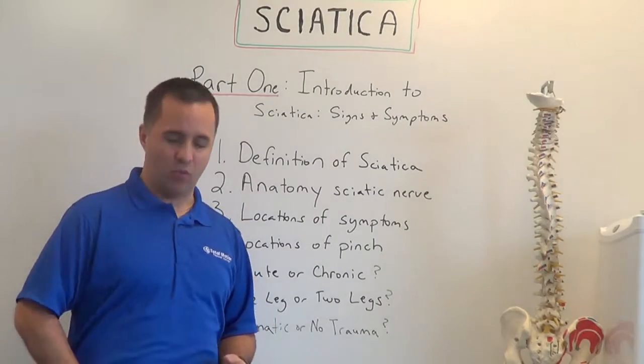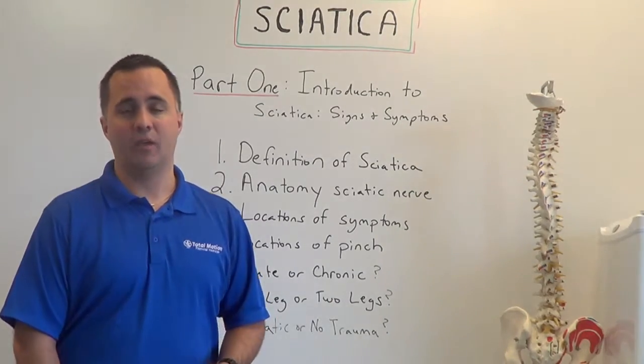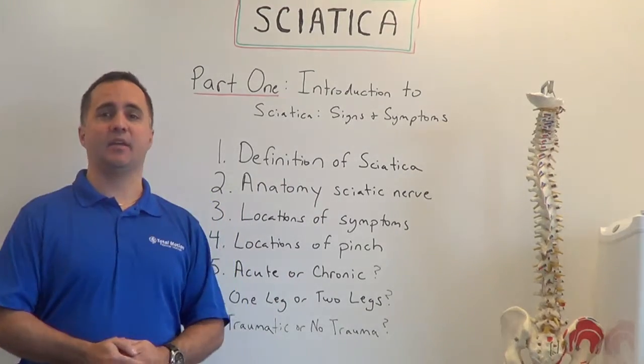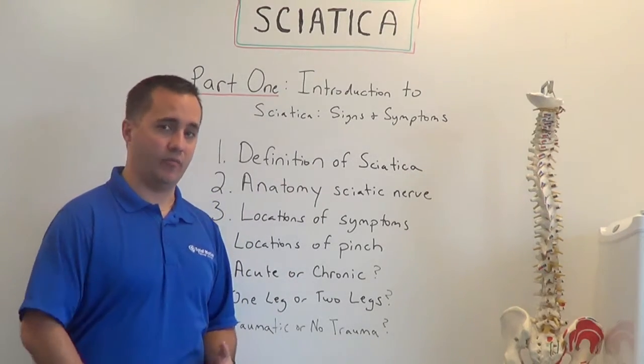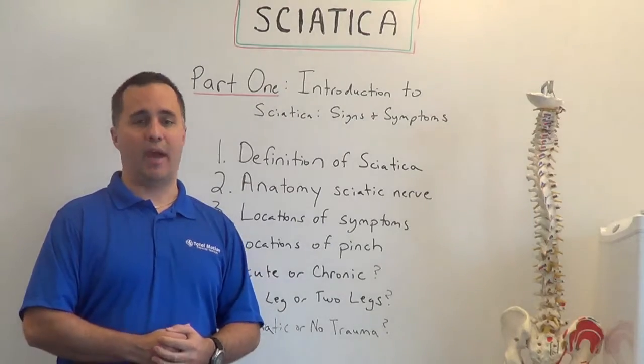But for the most part, it's going to be in general in those areas. For example, if anything is more on the front of the thigh, we don't typically think of that as sciatica, because the sciatic nerve doesn't travel down the front of the thigh. It's got to be more so down the back.